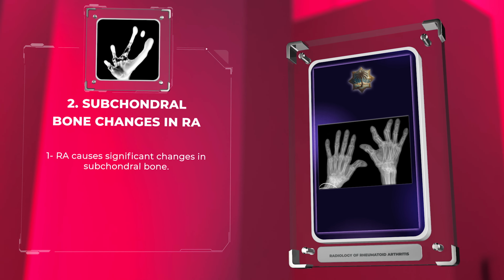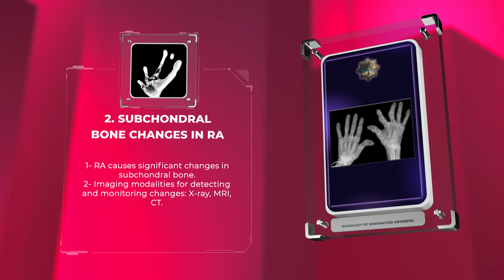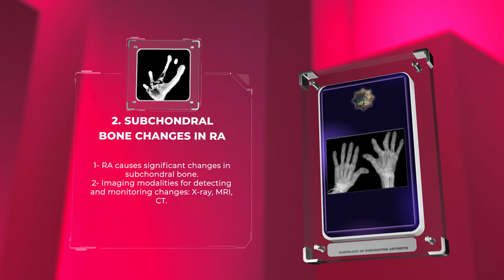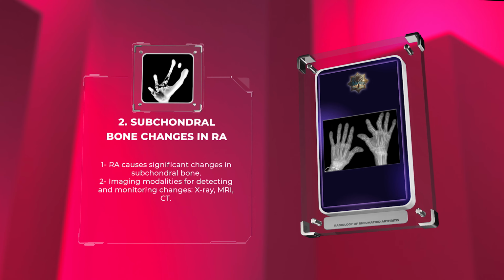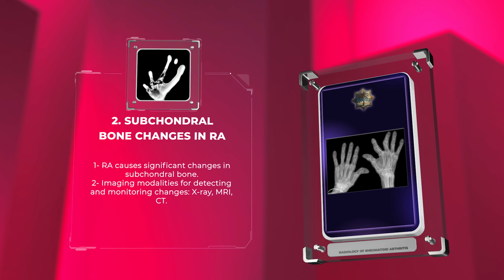Moving on, RA can cause significant changes in the subchondral bone, which is the bone just beneath the cartilage. These changes, such as erosions and bone marrow edema, can be detected and monitored using various imaging modalities, including X-ray, MRI, and computed tomography, CT.